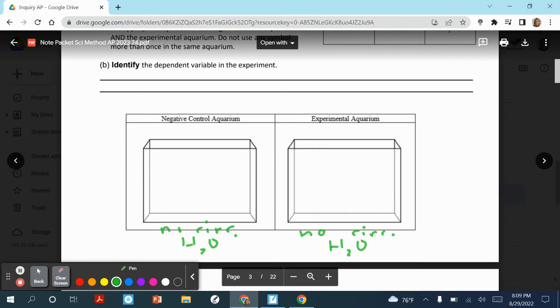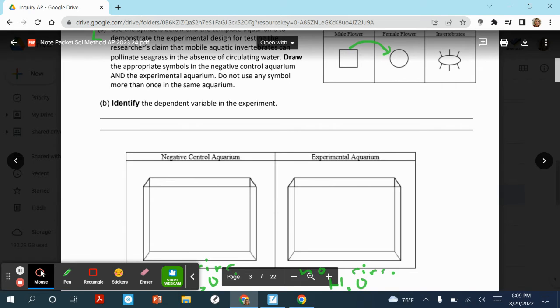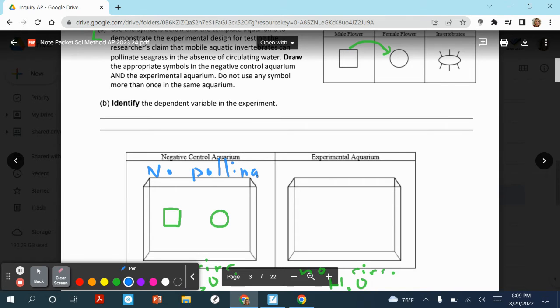Okay. So let me go back a little bit here so I can see the symbols. So we need to put a male flower in the aquarium, and we need to put a female flower in the aquarium. Now, we would expect that if there's no circulating water, we should end up with no pollination. And you don't have to write this, but I'm just showing you what's going to happen. And this is going to help us figure out if this is a negative control group.